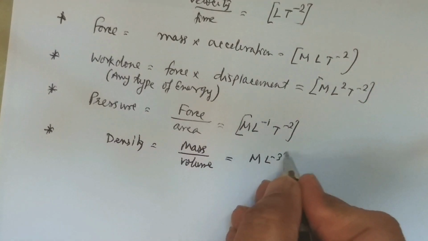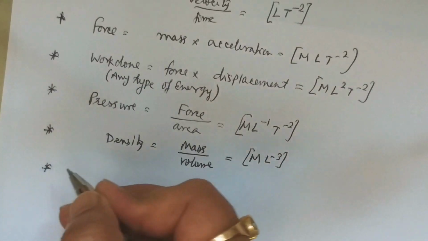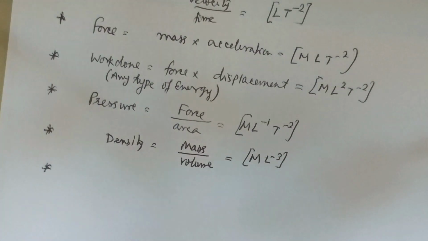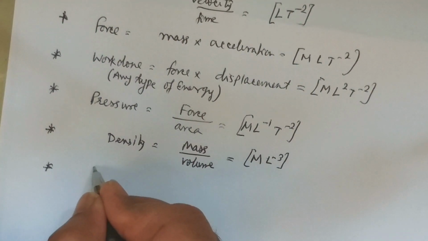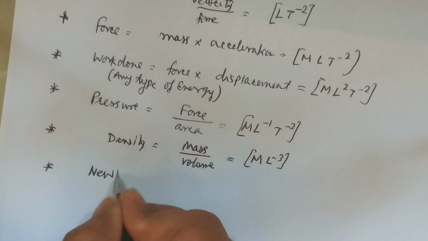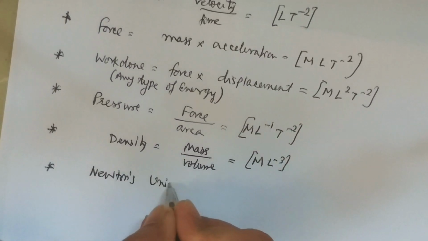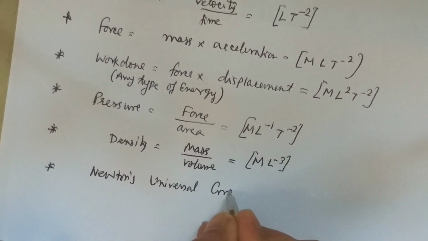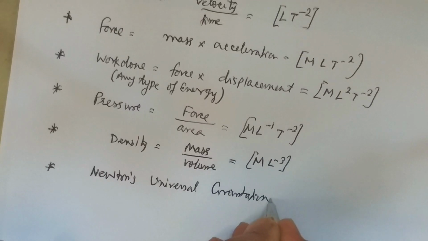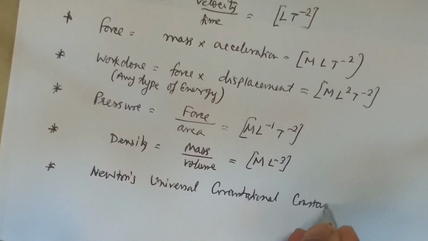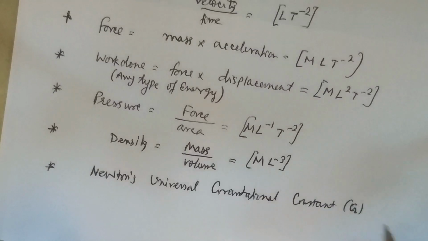So, you can have L to the power minus 3. Then if you move ahead further, there is Newton's universal gravitational constant. We denote it by capital G.